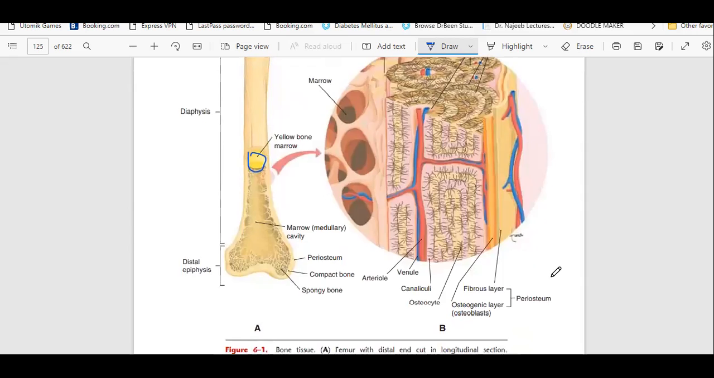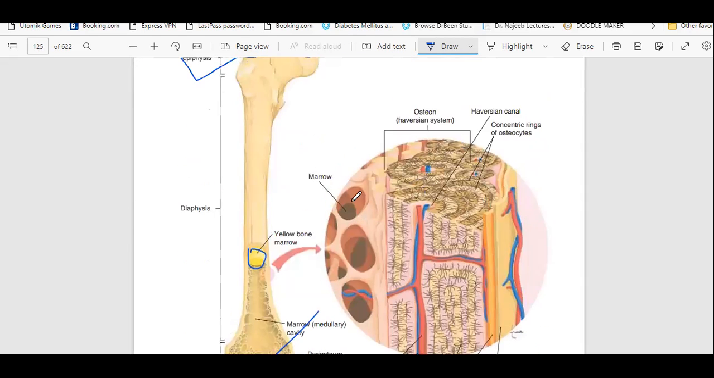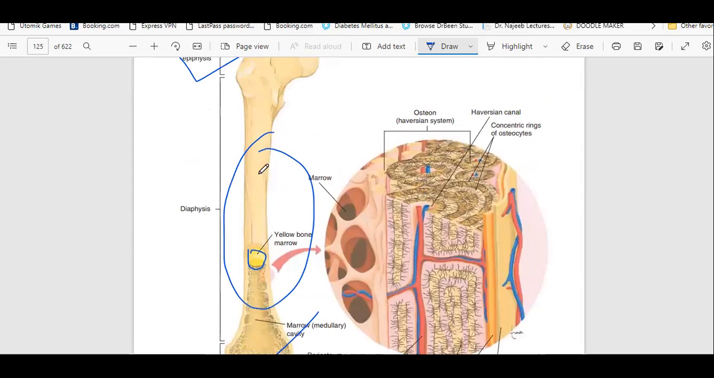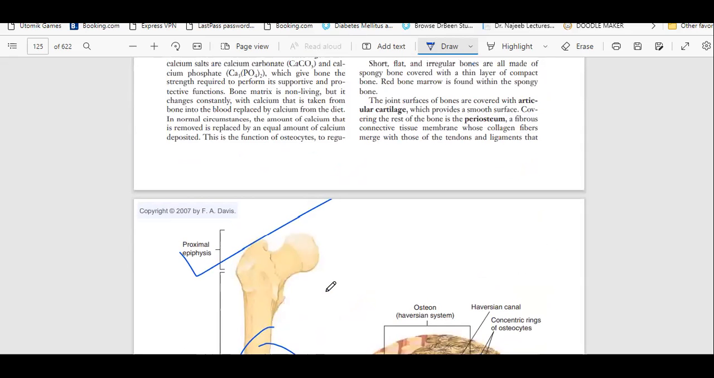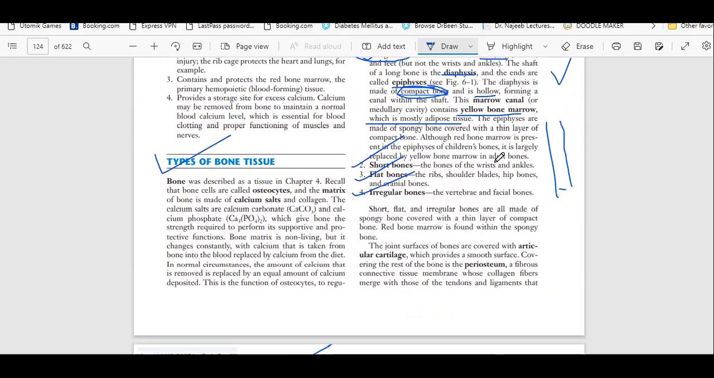So basically a long bone has two ends. One end is called epiphysis, and the middle is called diaphysis. The diaphysis is made up of compact bone, so that's the reason it is very strong, and it has a hollow canal or marrow canal. In that, yellow bone marrow is situated. Yellow bone marrow is made up of adipose tissue. Next, we will talk about epiphysis.